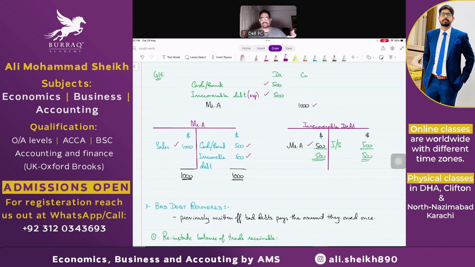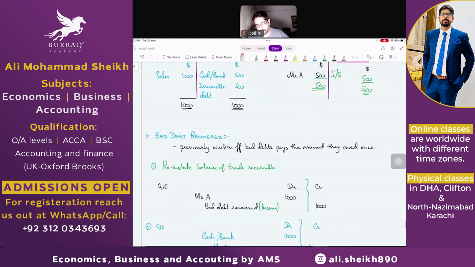So there are two examples of bad debts, irrecoverable debts. In one, the complete amount is lost. In the other, some amount is received and the remainder is a bad debt, an irrecoverable debt amount. Okay, so I hope this concept is clear to all of you. Let's begin with the third concept, that is bad debt recovered.